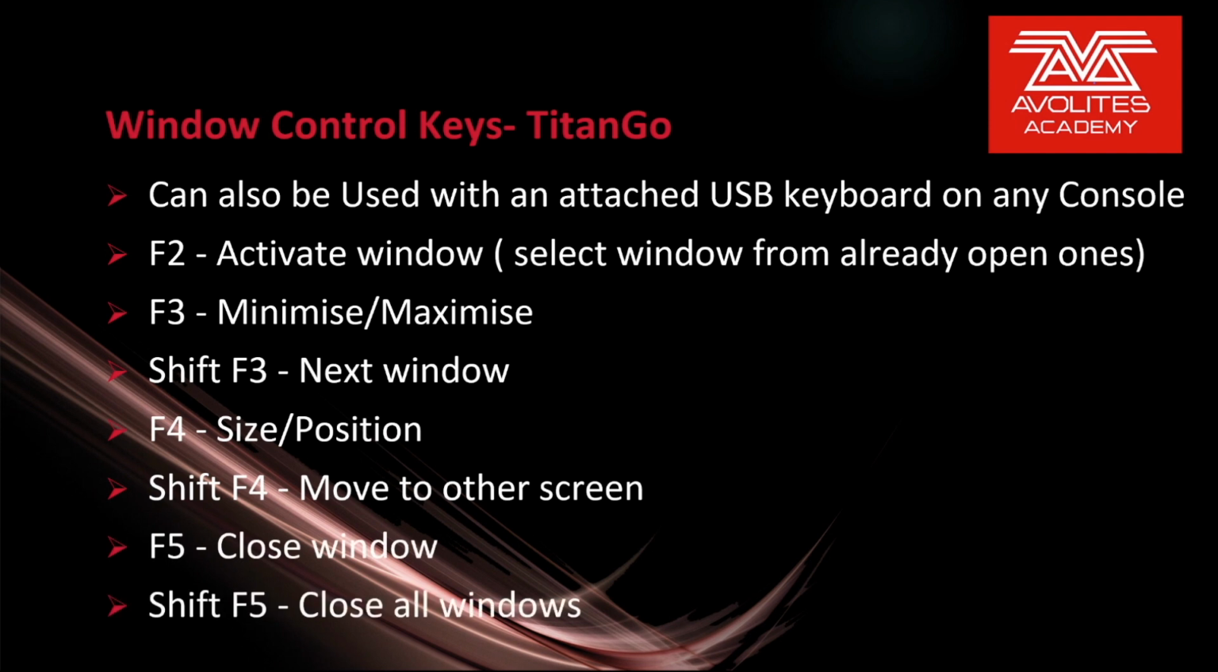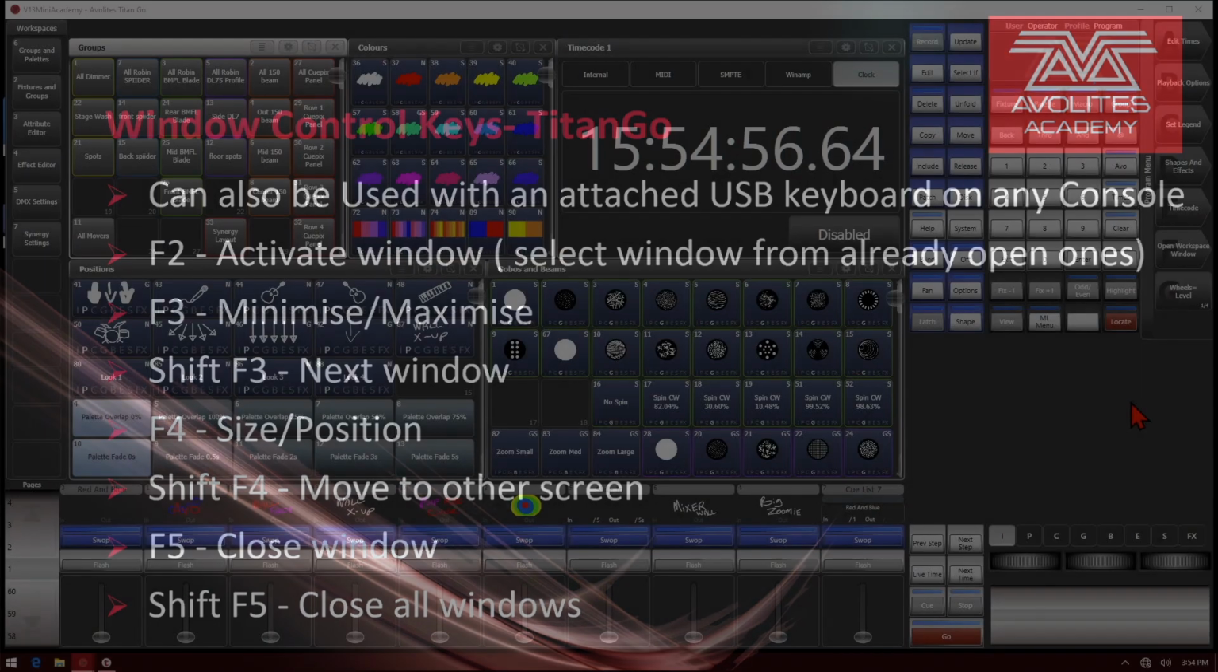The window control keys for Titan Go are the F keys on your keyboard. These can also be used on an attached USB keyboard to any console. F2 helps you select the active window. F3 minimizes or maximizes the currently selected window. Shift F3 will change which window you have selected. F4 will change the size or position of the currently selected window. Shift F4 will move the currently selected window to another screen. F5 will close the currently selected window. And Shift F5 will close all open windows.